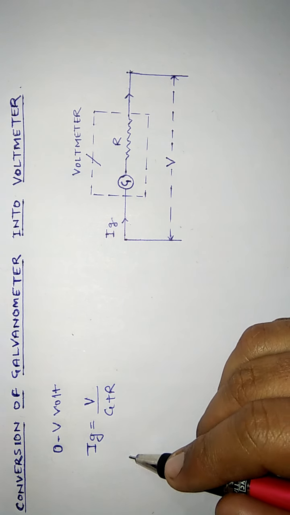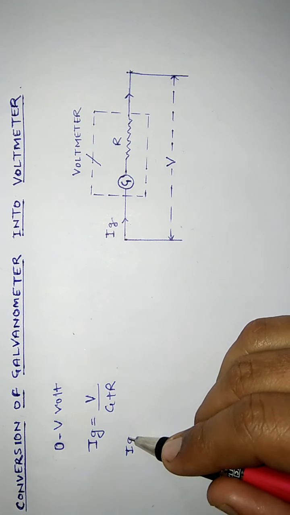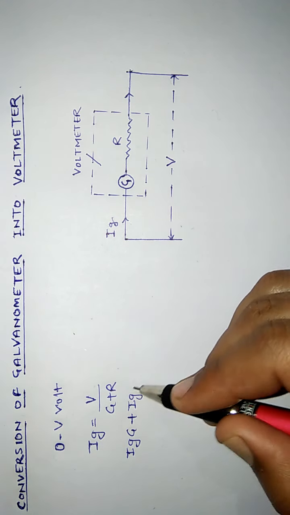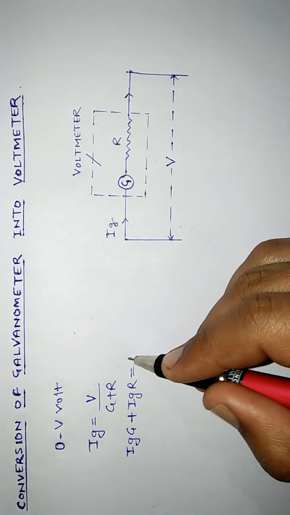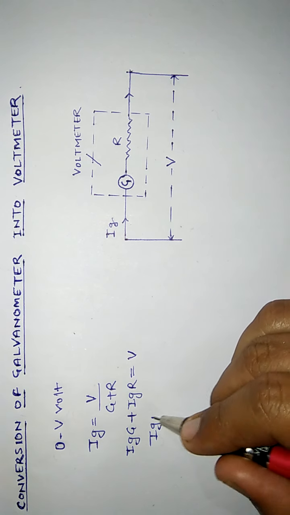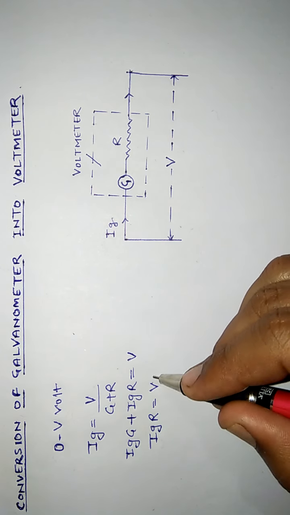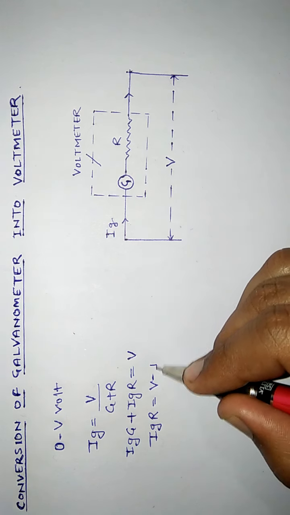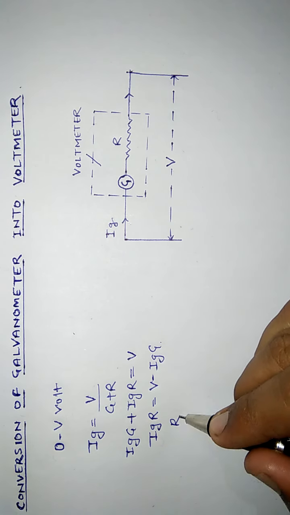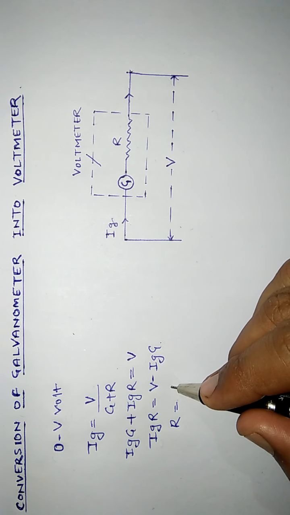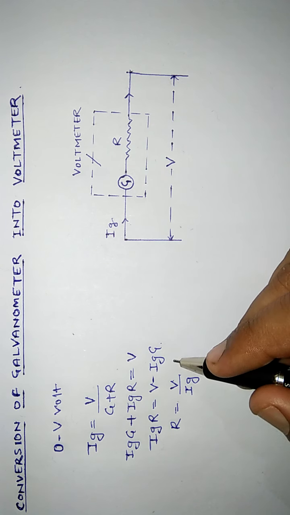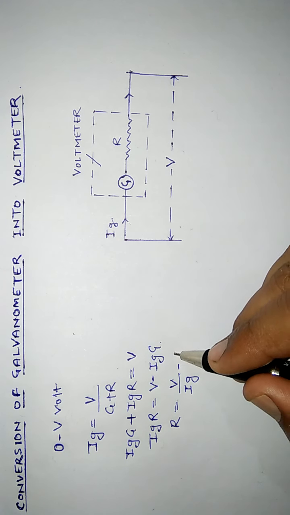On further solving, Ig into G plus Ig into R is equal to V, or Ig R is equal to V minus Ig G, or from here we can calculate R is equal to V upon Ig minus G.